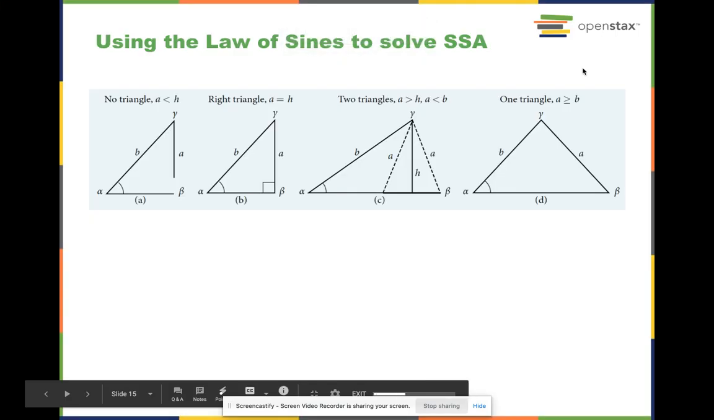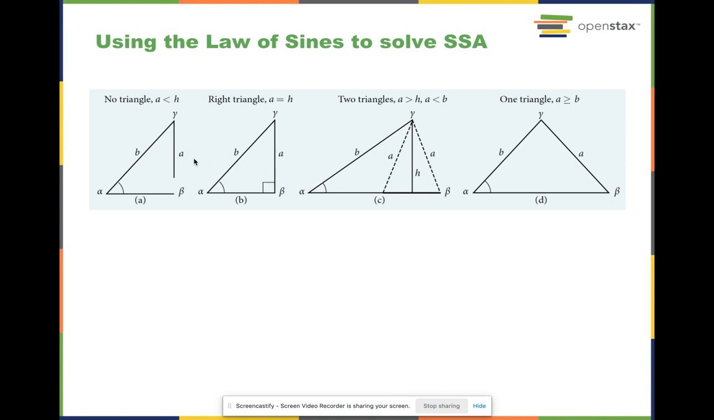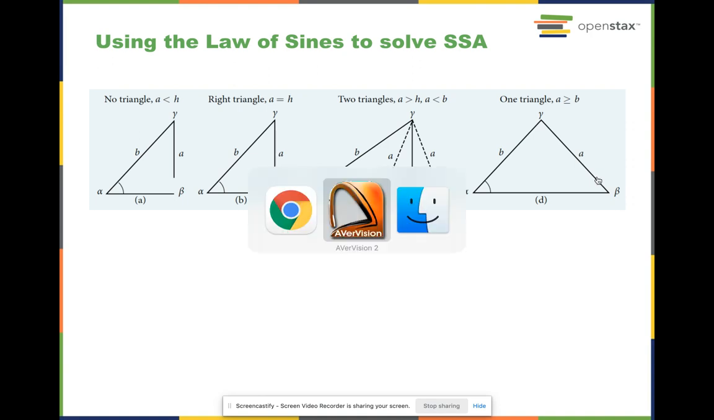Okay, now we're going to talk about the tough part, the tough case, side-side-angle. Here are all the situations that you can have with side-side-angle. You can actually have not a triangle. It can just not work at all. You can have a right triangle. You can have two triangles, or you can have one triangle. So we're going to go through examples to see what all of these look like.